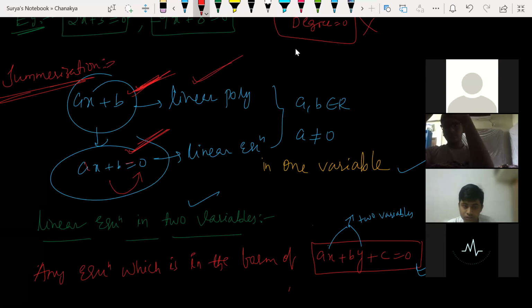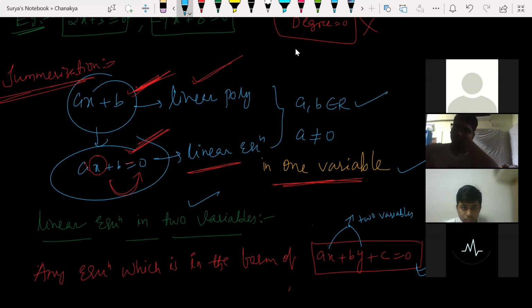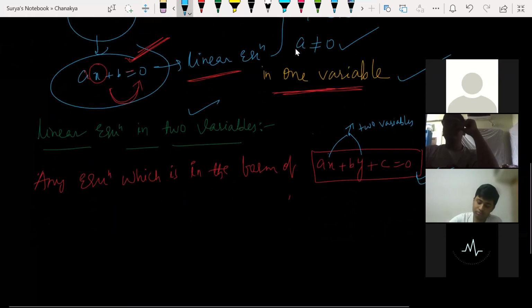So ax plus b is an expression. We are equating that expression with another expression. What is that expression? 0. So ax plus b is equal to 0 is going to be called a linear equation in one variable. Why do we call this in one variable? Since we are using one variable here. So what is the condition for this? a is not equal to 0, and a and b must be real numbers. Clear?